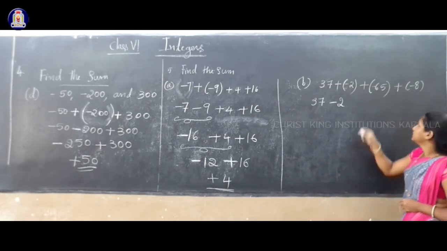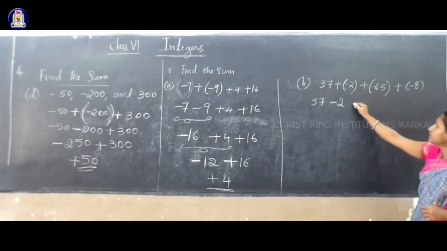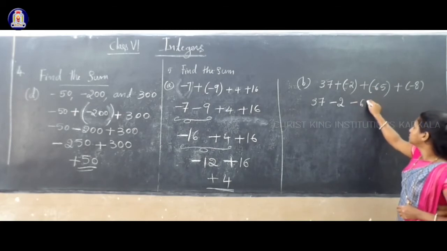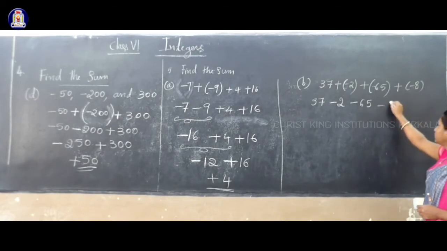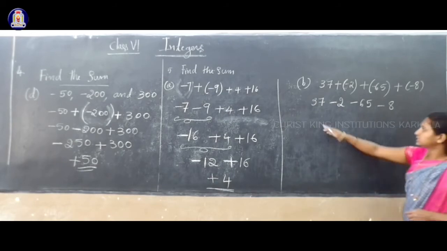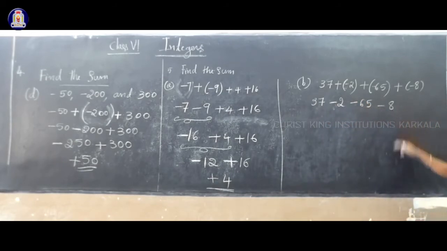Clear? The next, see, plus into minus. What is plus into minus? Minus 65. Again, plus into minus. What is plus into minus? Minus 8. See the question? Plus 37 minus 2 minus 65 minus 8.